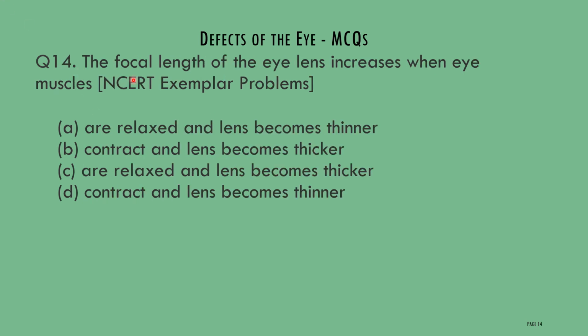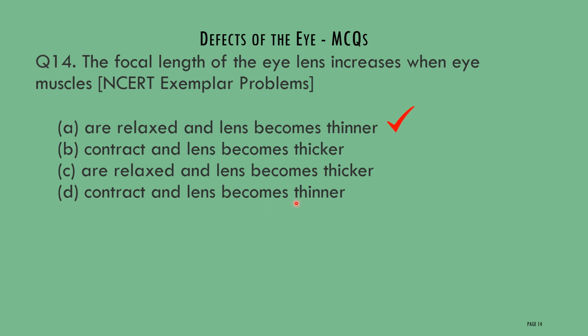Question number 14. The focal length of the eye lens increases when eye muscles. What is meant by focal length? The focal length is nothing but the distance between the eye lens and the image, where exactly it forms. That is nothing but focal length. Option A, are relaxed and lens become thinner. Option B, contract and lens become thicker. Option C, are relaxed and lens become thicker. Option D, contract and lens become thinner.